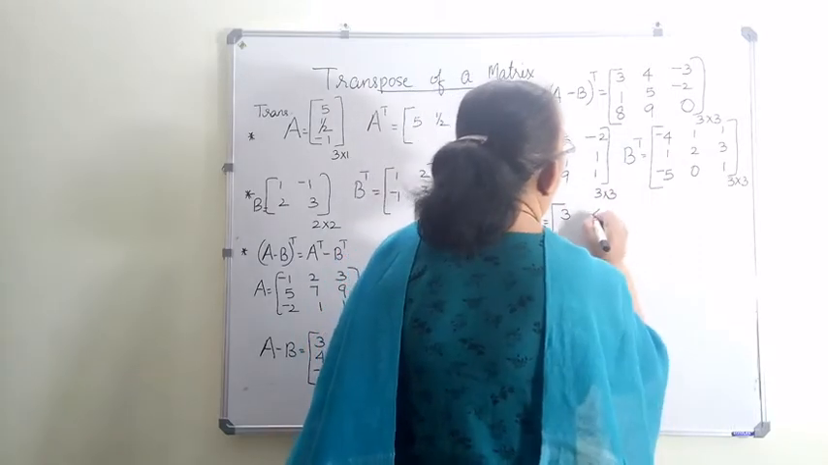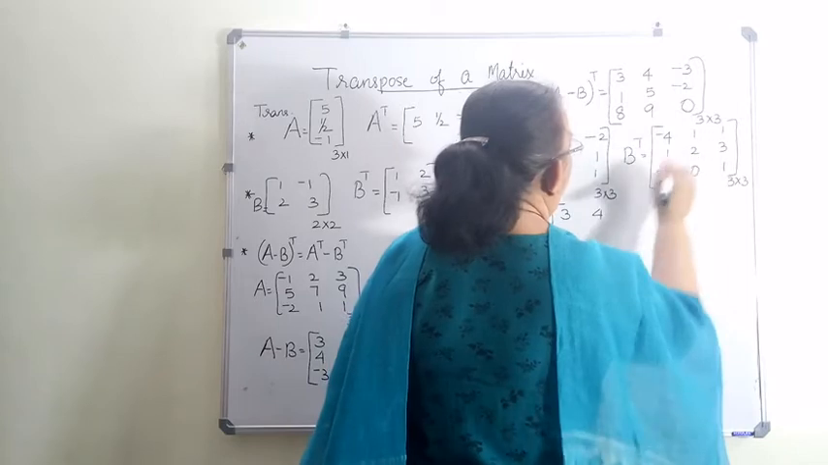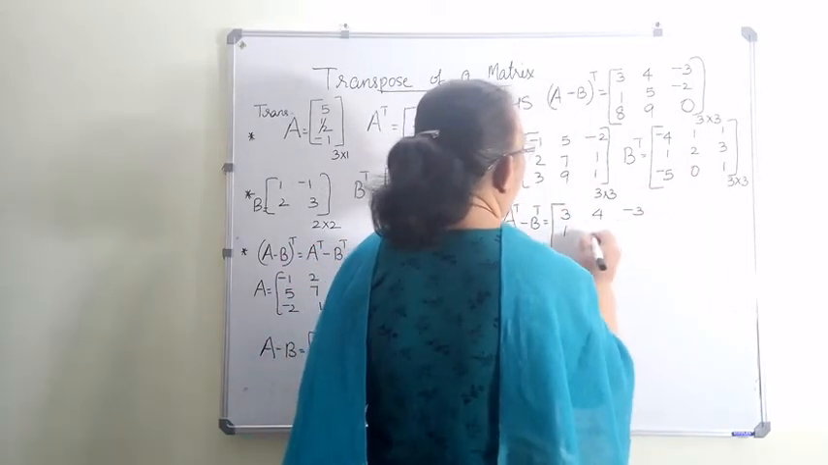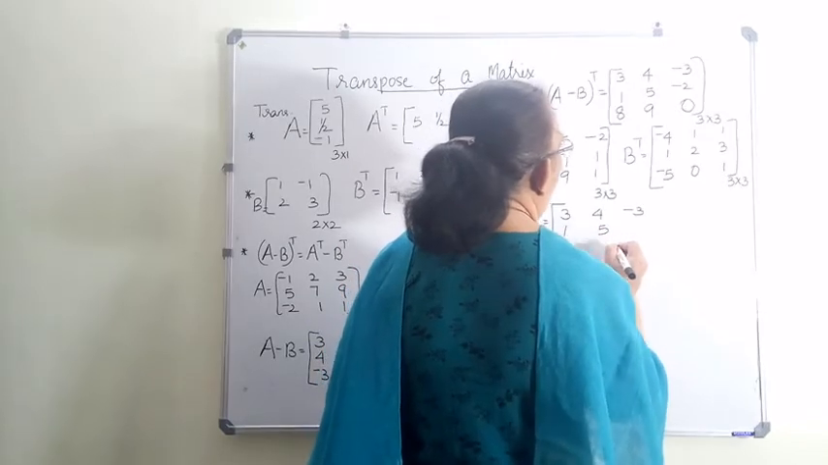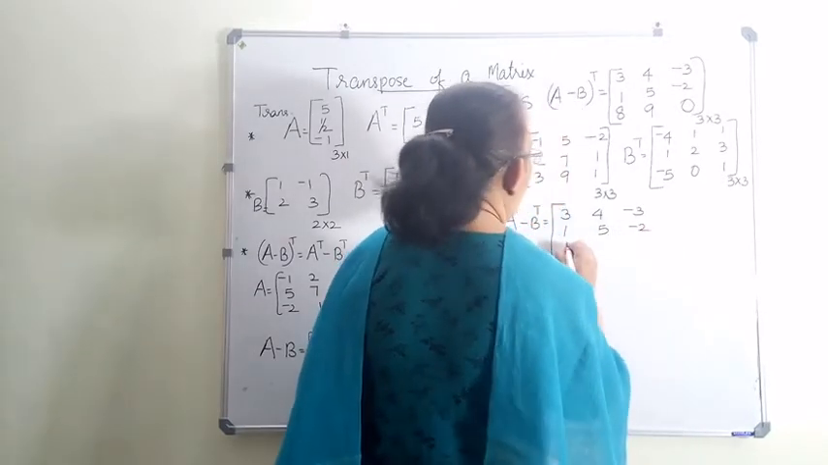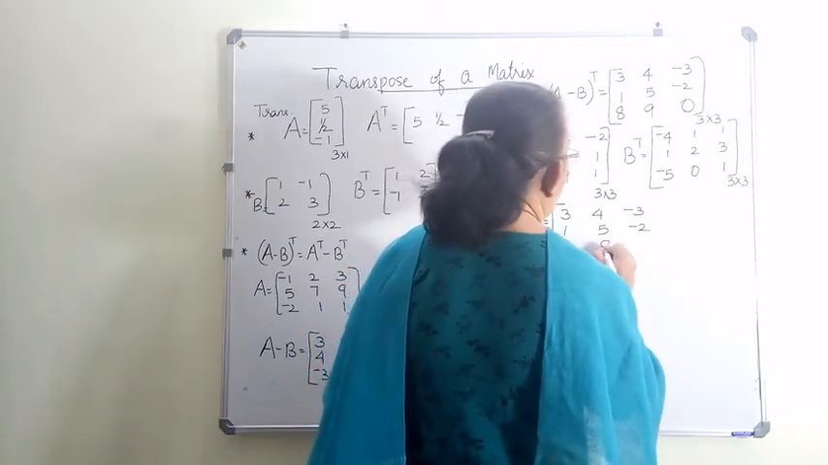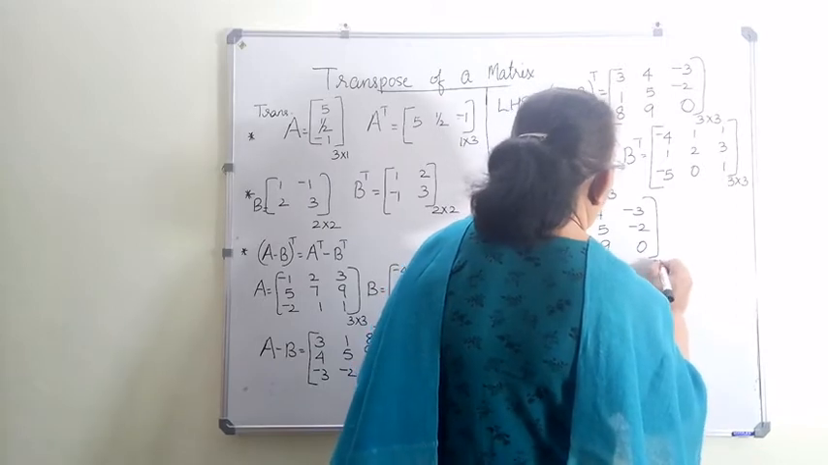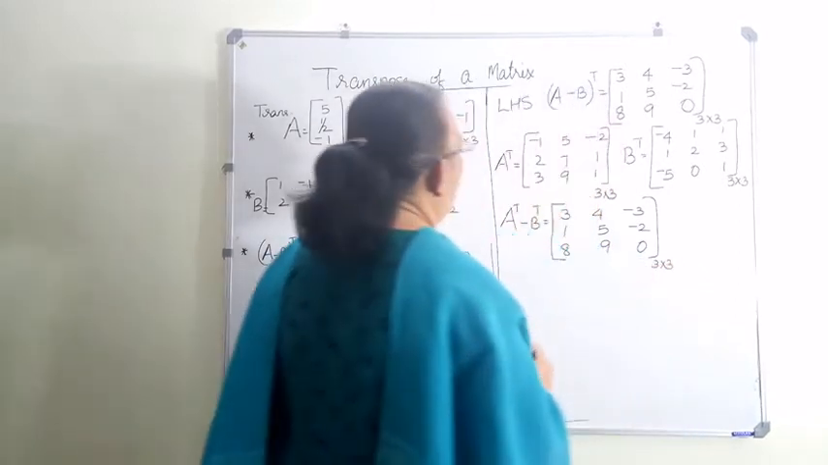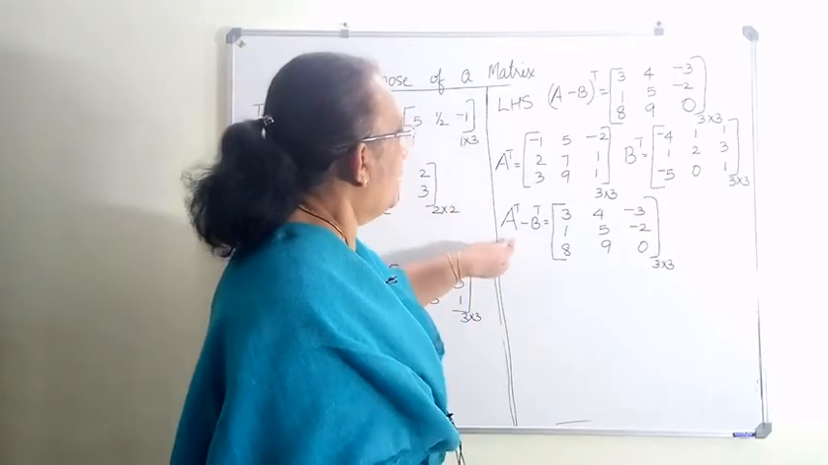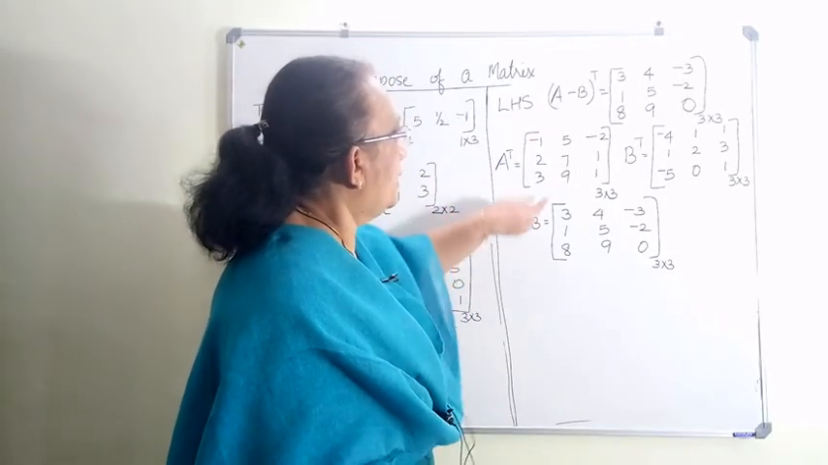5 minus 1, 4. Minus 2 minus 1, minus 3. 2 minus 1, 1. 7 minus 2, 5. 1 minus 3, minus 2. 3 minus minus 5, 8. 9 minus 0, 9. 1 minus 1, 0. 3 by 3. Now, check A minus B the whole transpose and A transpose minus B transpose.